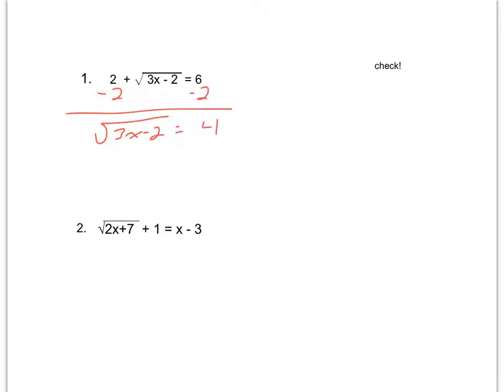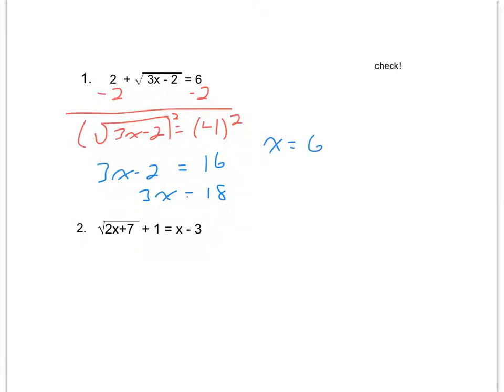Okay, I got a square root, so I'm going to square both sides. The square root of 3x minus 2 squared is just 3x minus 2. And that equals 4 squared, which is 16. I'm going to add 2 to both sides. 3x is equal to 18. Therefore, if I divide by 3, x equals 6.